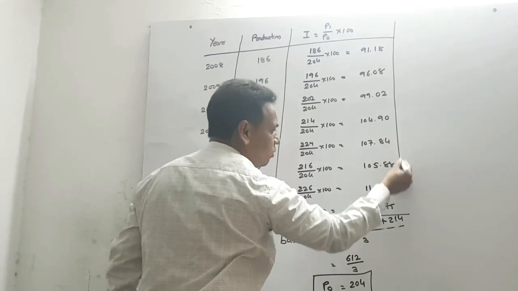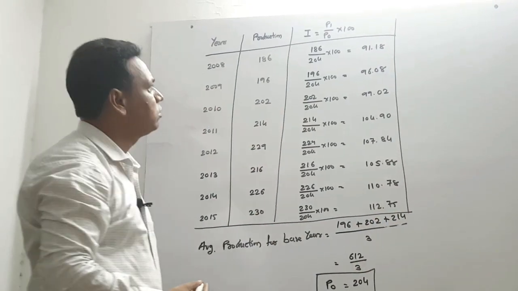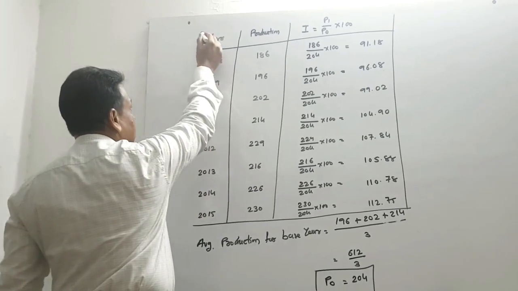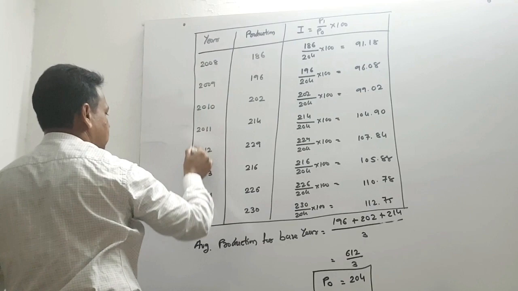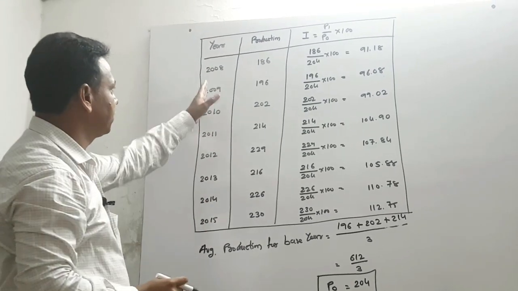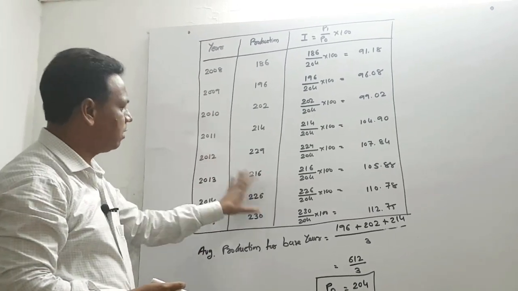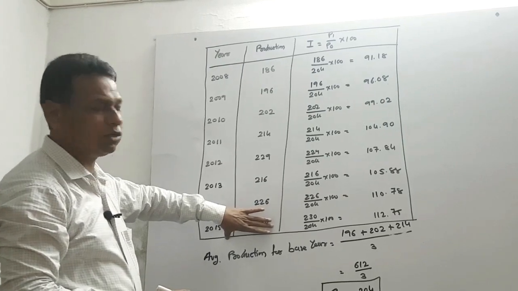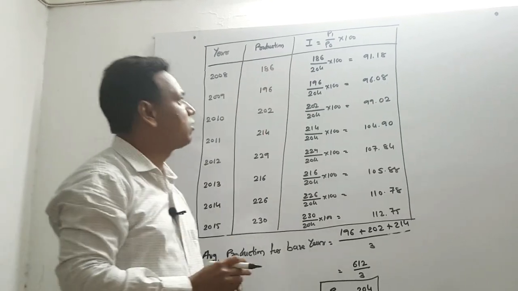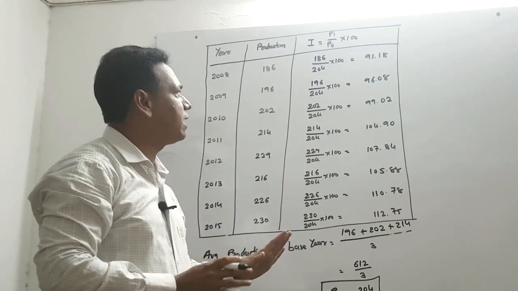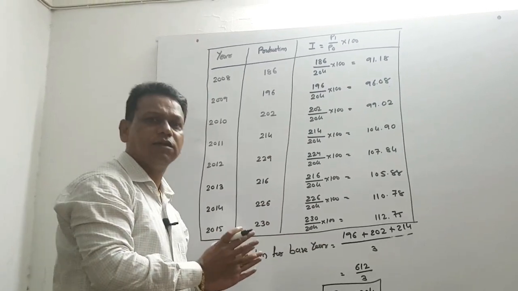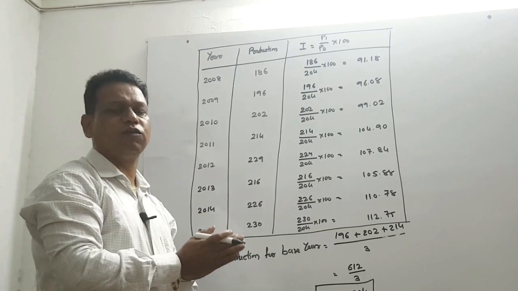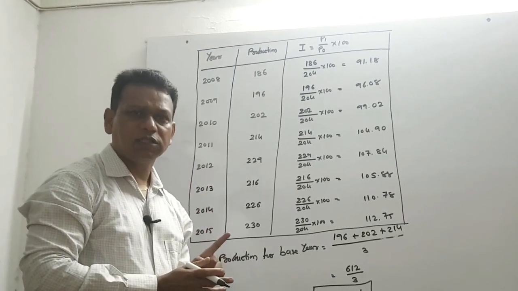Presentation also plays an important role in our annual exam. The proper presentation gives you full marks. This is the presentation. We have to make proper columns. First, the data, which is our question and is available in your question. Then the next calculation part is there. So our formula is I is equal to P1 by P0 into 100. Here we discuss the fixed base method. Fixed base method means what? Your base year never changes.